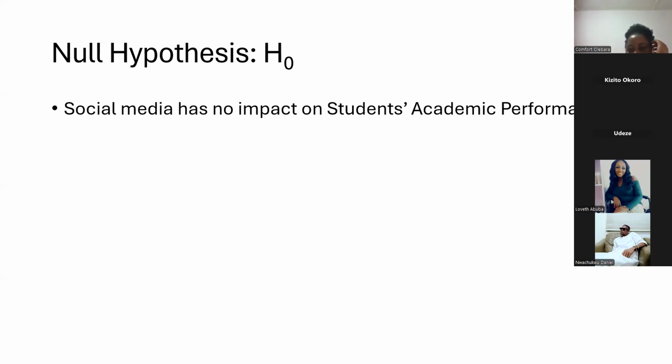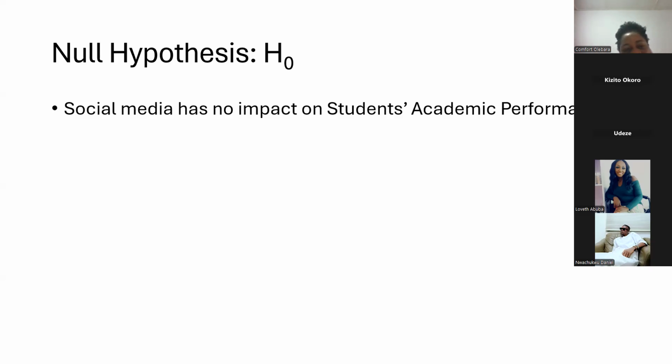With this assumption, I'll now test whatever I get from my data collection after analysis and results are generated. I'll now say, okay, is my assumption true? If it is true, in your report after testing, instead of saying social media has no impact, you now just say we accept our null hypothesis.